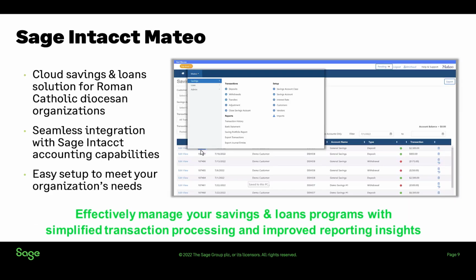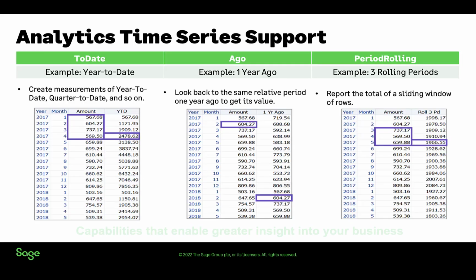Sage Intacct Mateo is a cloud savings and loan solution for Roman Catholic diocesan organizations that works seamlessly with Sage Intacct accounting capabilities. With Sage Intacct Mateo, faith-based nonprofit organizations can effectively and efficiently manage their savings and loans programs with simplified transaction processing and improved reporting insights.